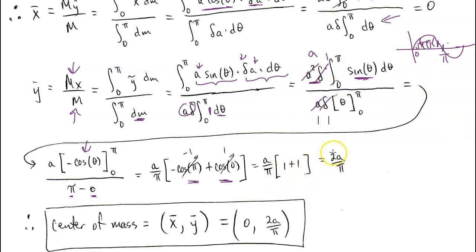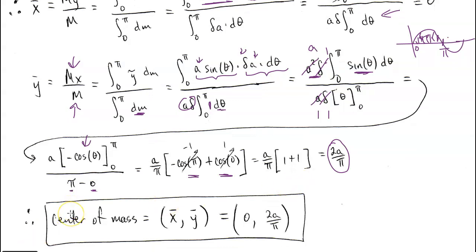So once we're done here, we see that our y-coordinate for the centroid is going to be based upon what our radius is. So it's basically going to be 2 times whatever the radius is divided by pi, and that is where the centroid for this particular wire will be.